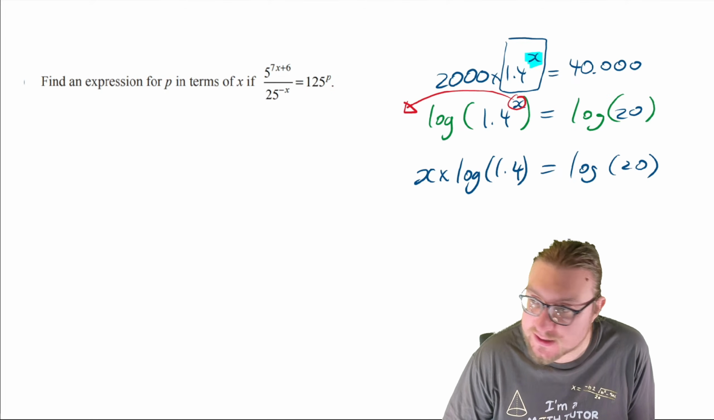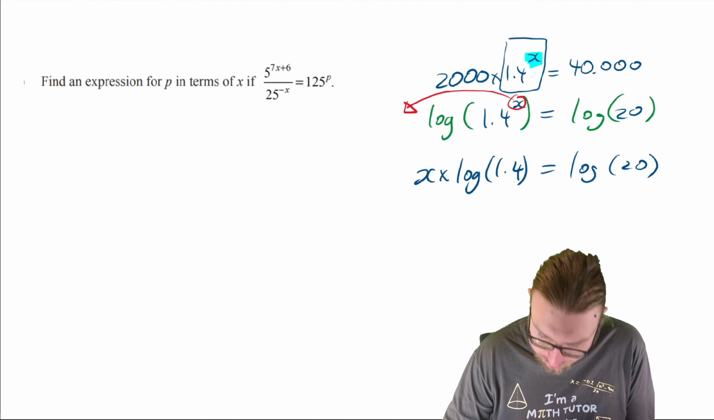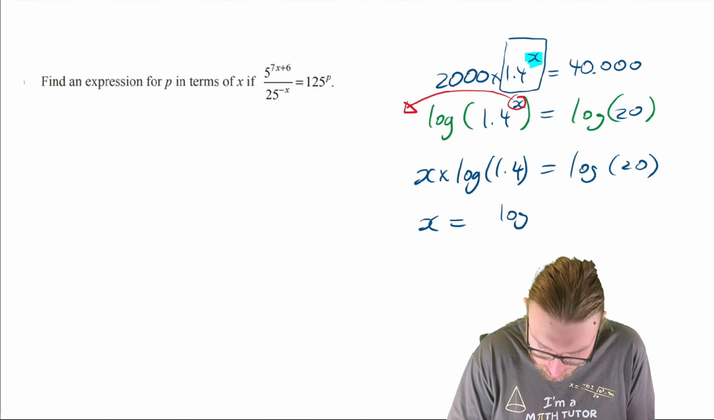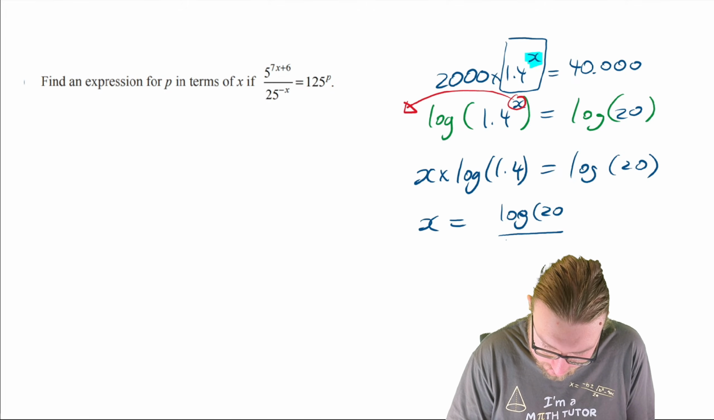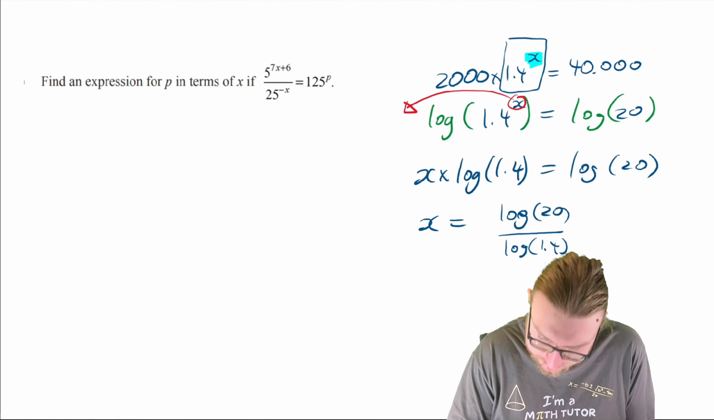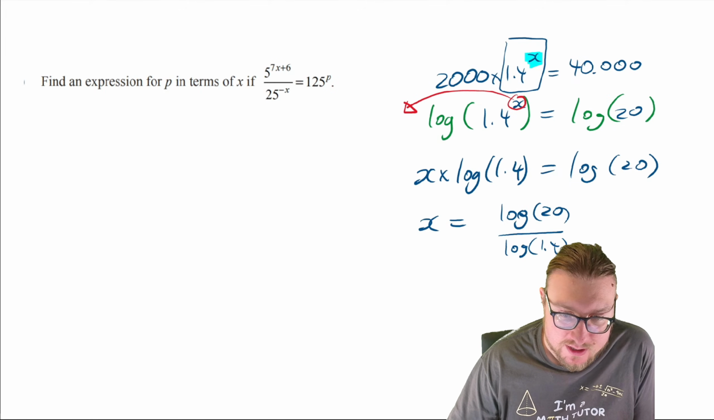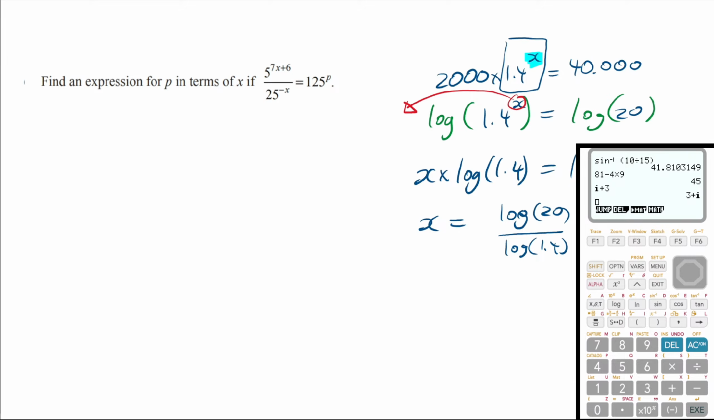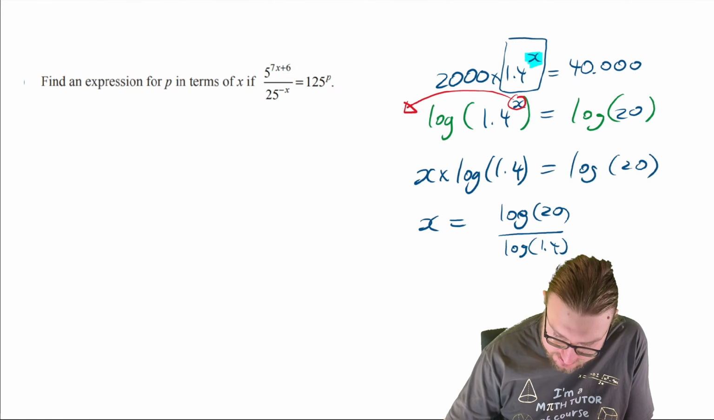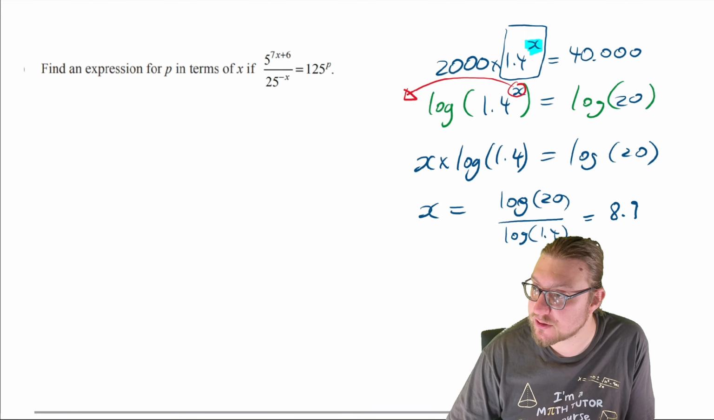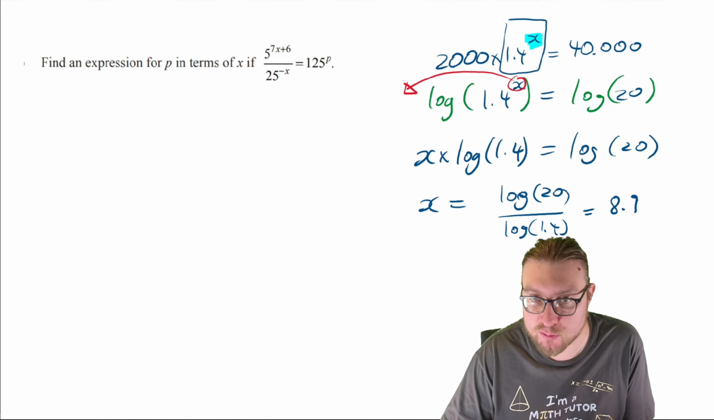Okay, next part, we needed to divide by log 1.4, which is going to be log of 20 divided by log of 1.4. And that is something we could do in the calculator. So let's grab that out. We're going to get a fraction, and then we have log 20, and in the bottom of the fraction, we're going to get log 1.4. And the answer is 8.9. We're just going to round it to one decimal place. We're not too worried about this part being super accurate, just for practice.